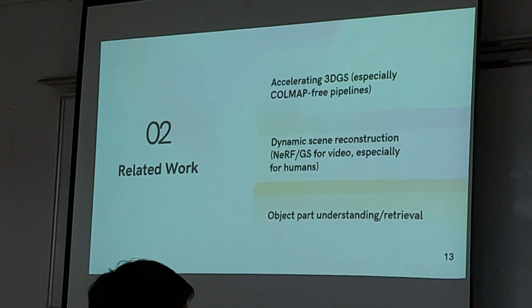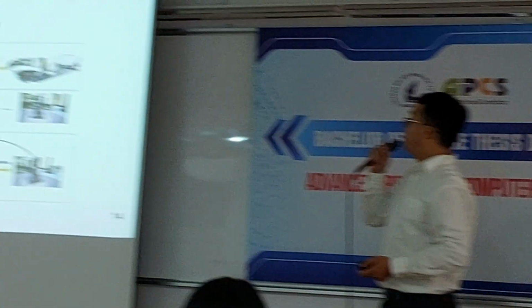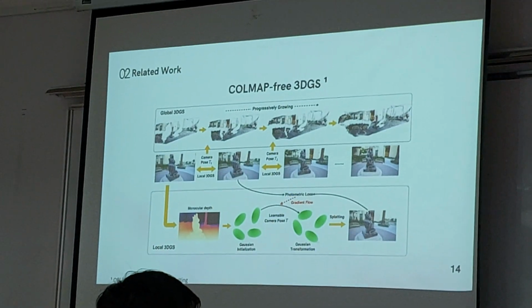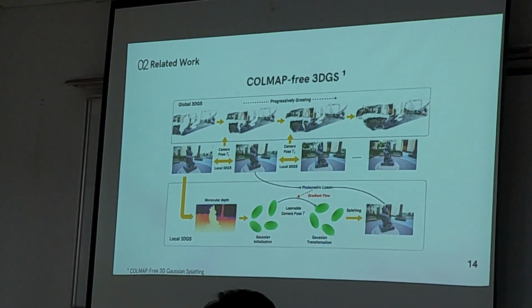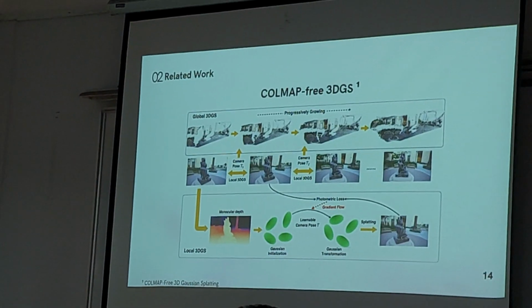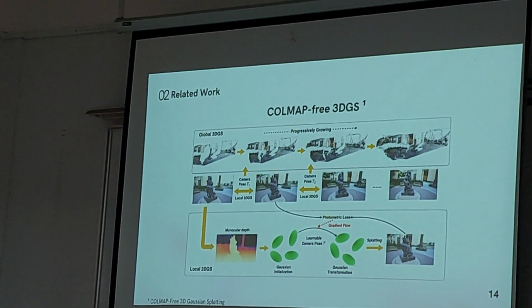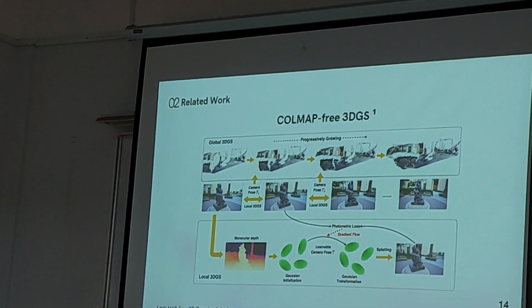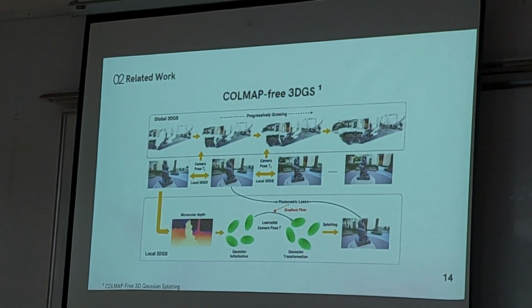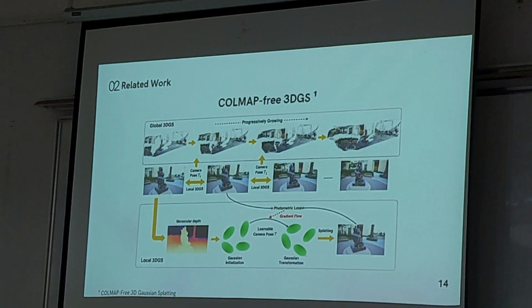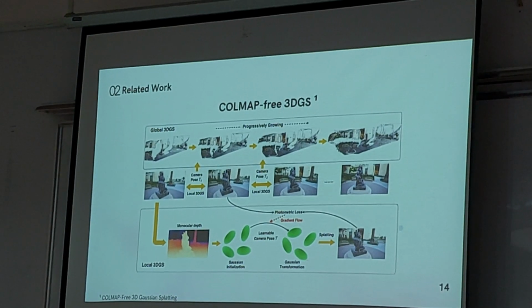So now let's move on to related work. We first talk about COLMAP-free 3DGS. COLMAP is a model that uses structure from motion to recompute the camera poses. In this work, they try to train the Gaussians and estimate camera poses while processing the frames sequentially, without the need for the COLMAP module.